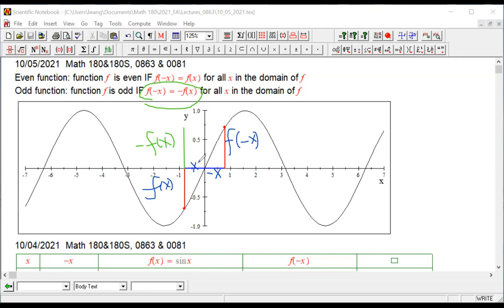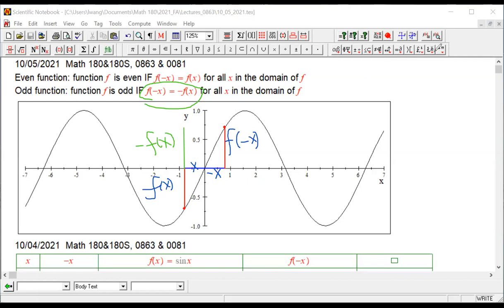Here, I intentionally put x on the left side and negative x on the other side, just to show you that x itself is not necessarily always positive. x itself may be negative. So we must be mindful of that.